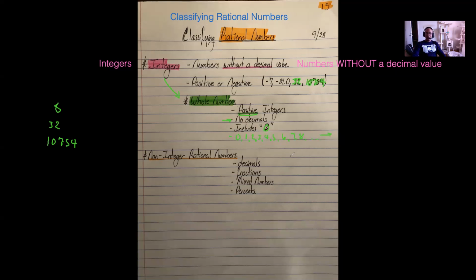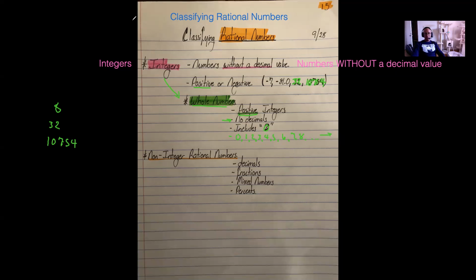So again, integers are rational numbers, and they are numbers without a decimal value. Okay, they don't have a part attached to it. It's just that number, and they can be positive or negative. However, the positive integers are known as whole numbers.